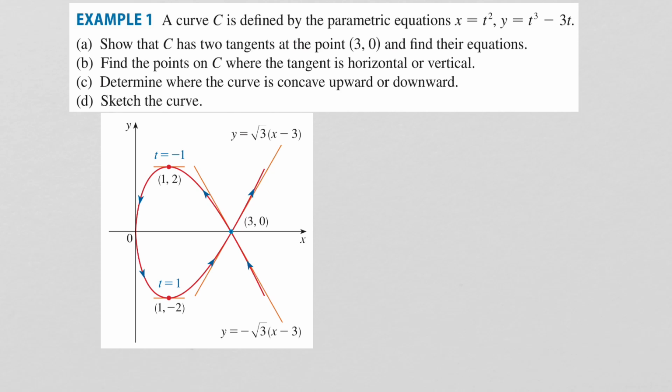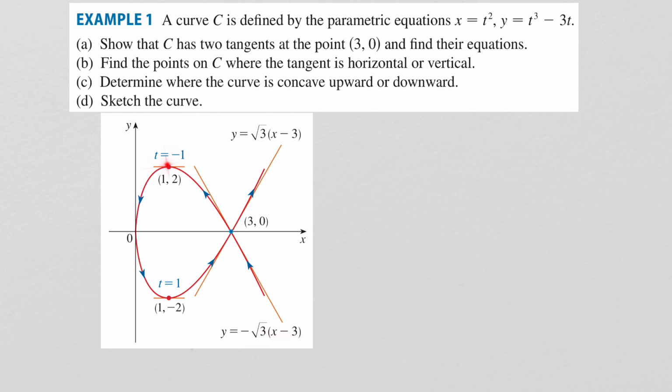And so here is what that curve would look like. Notice we have the point (3, 0). This is where we had the two tangent lines. You can see one tangent line here is this one. The other tangent line here is this one. Those are the two tangent lines that we found earlier.